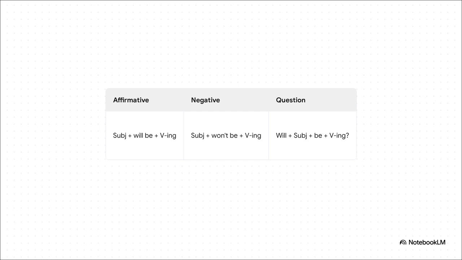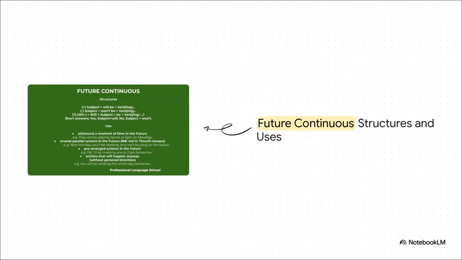And for questions, you just swap it around. Will plus the subject plus be and your ing verb. It really is that clean and mathematical. And this brilliantly illustrates exactly what we're talking about. The structure, subject plus will be plus verb ing, is validated right at the top. But look just below that structural formula. You get a fantastic sneak peek at its real-world uses. It mentions actions at a moment in time, parallel actions, and pre-arranged events. We're going to break all of those down right now.